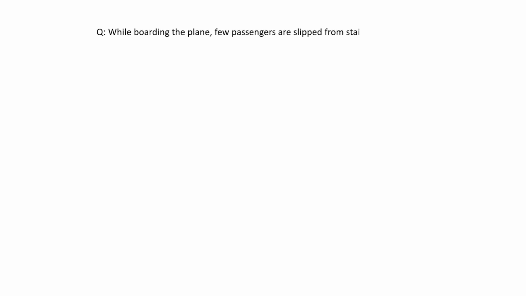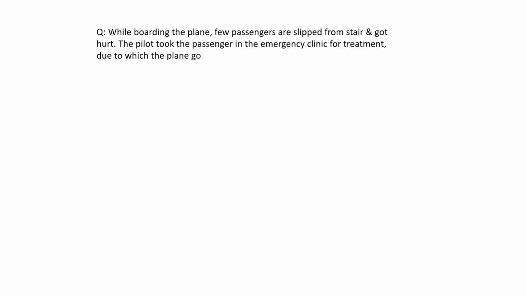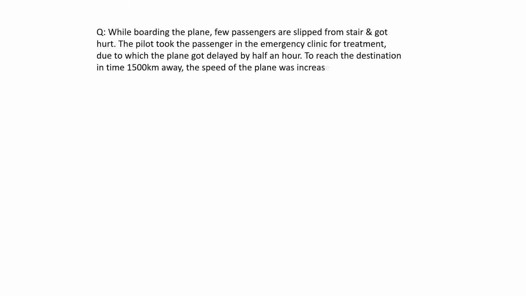While boarding the plane, a few passengers slipped from the stairs and got hurt. The pilot took the passengers to the emergency clinic for treatment, due to which the plane got delayed by half an hour. To reach the destination, 1500 km away, in time, the speed of the plane was increased by 250 km per hour over the usual speed. Find the usual speed of the plane.